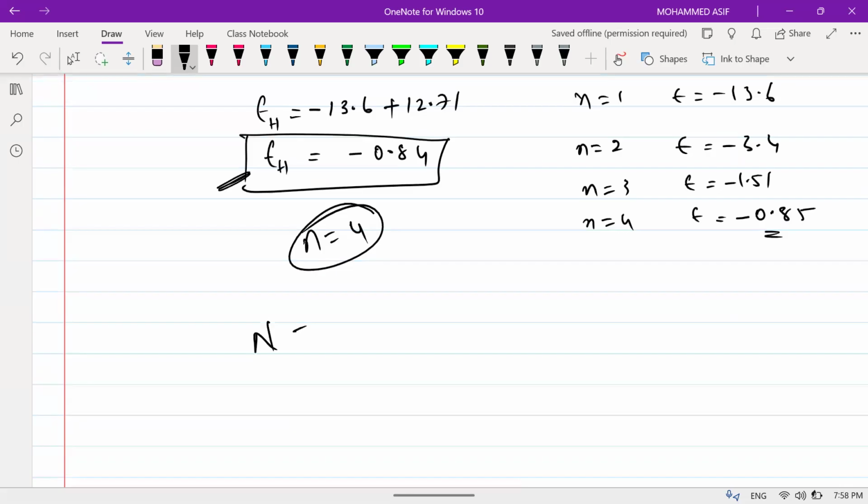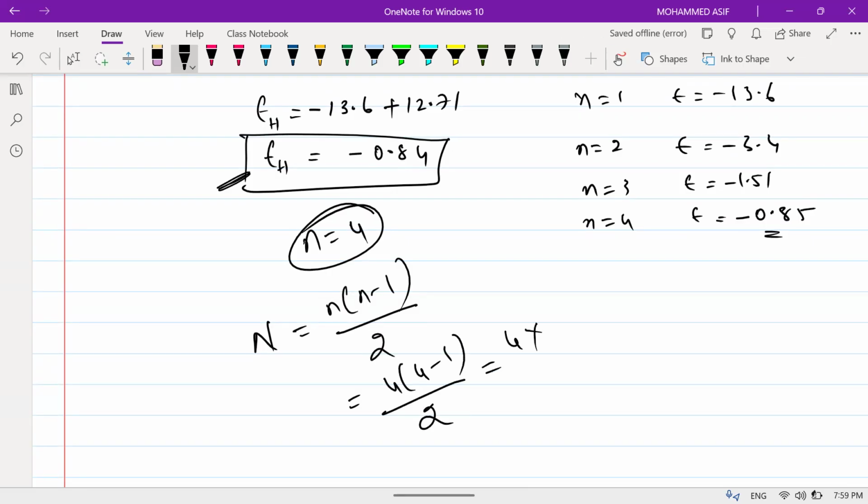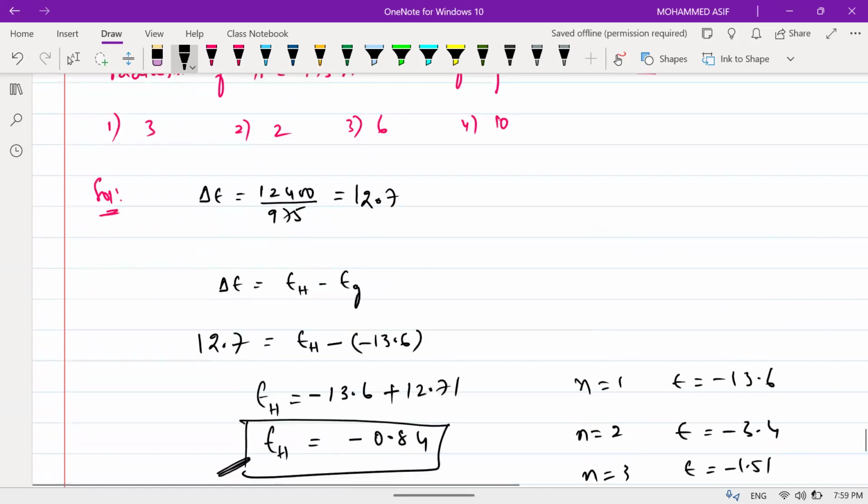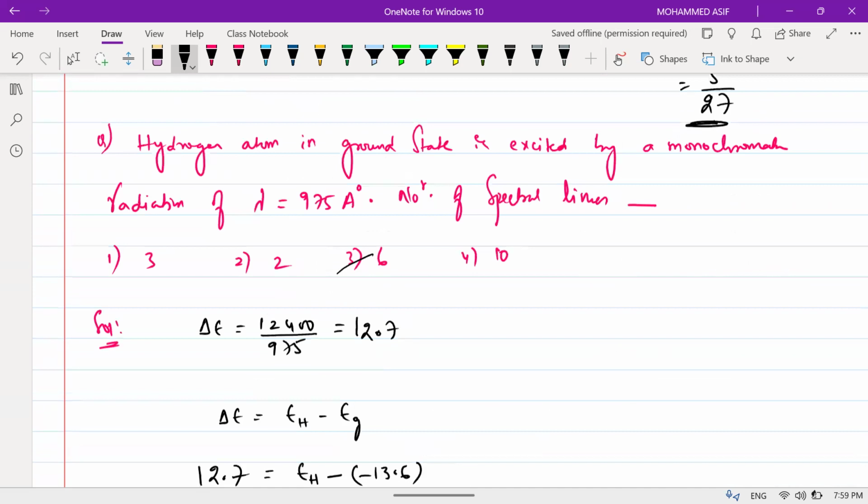I told you the formula. N equals n into n minus 1 divided by 2. That is 4 into 4 minus 1 divided by 2. 4 minus 1 is 3, 4 threes are 12, 12 divided by 2 will be equal to 6. Am I clear? 6 will be the answer for this. Am I clear, beta?